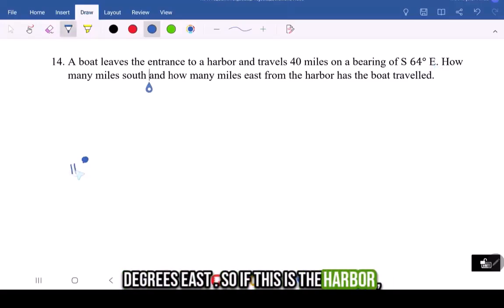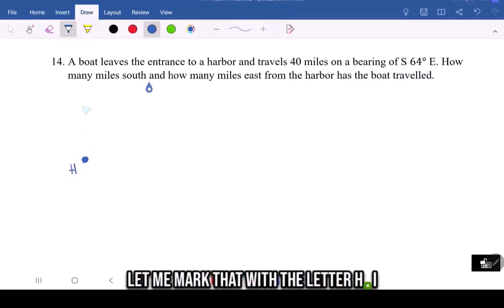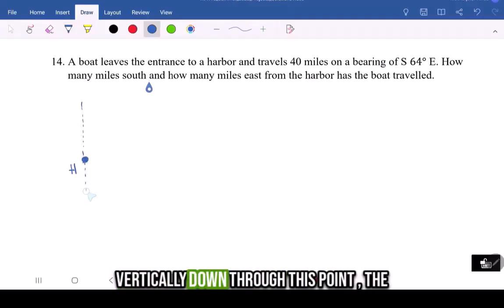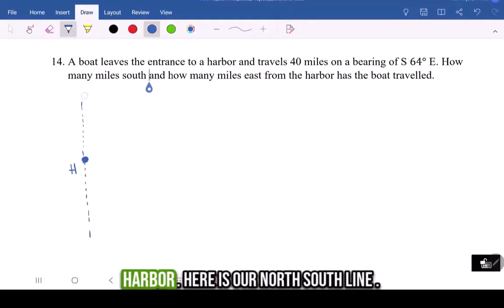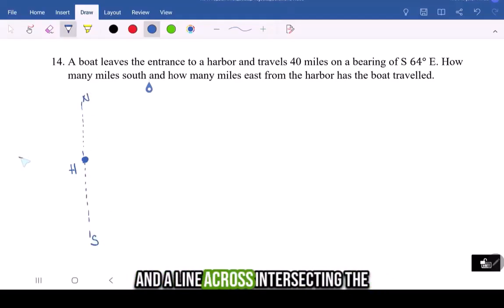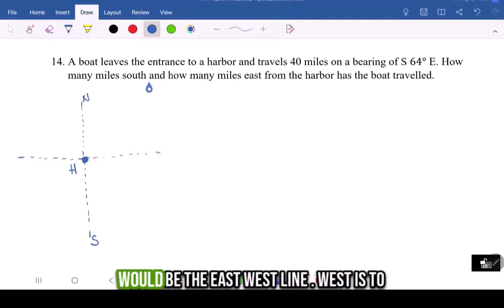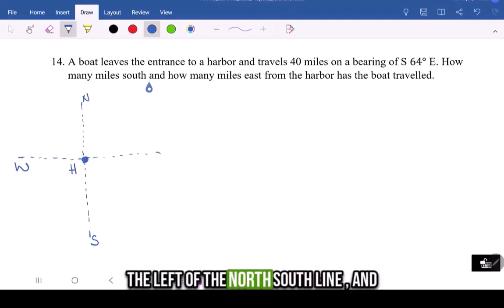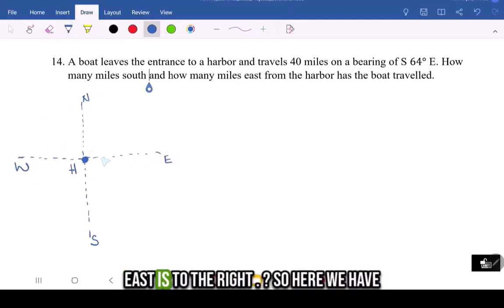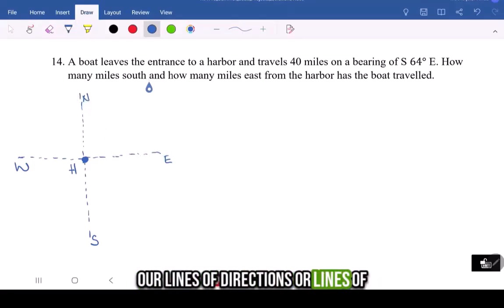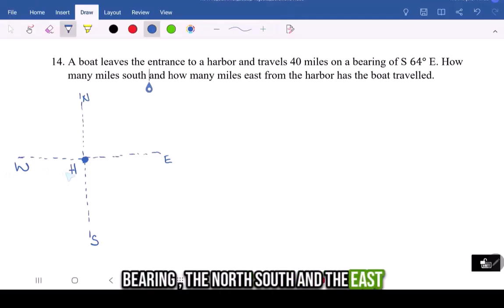So if this is the harbor, let me mark that with the letter H. I will draw a north-south line passing vertically down through this point, the harbor. Here is our north-south line, and a line across intersecting the north-south line at right angles. That would be the east-west line. West is to the left of the north-south line and east is to the right. So here we have our lines of directions or lines of bearing, the north-south and the east-west.